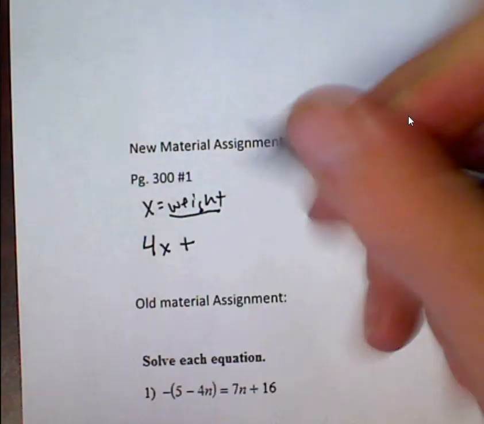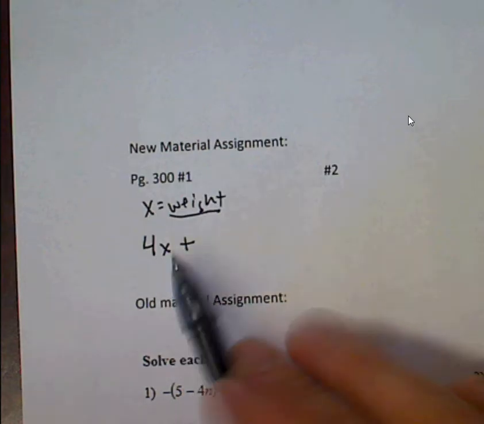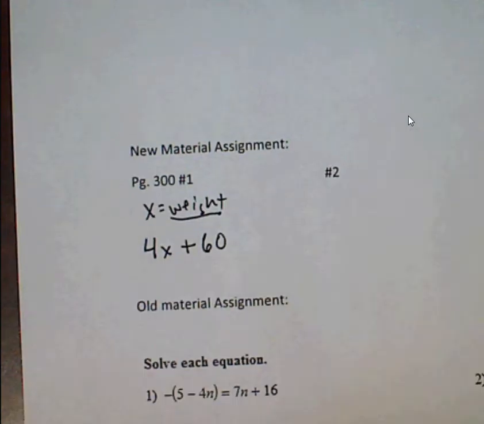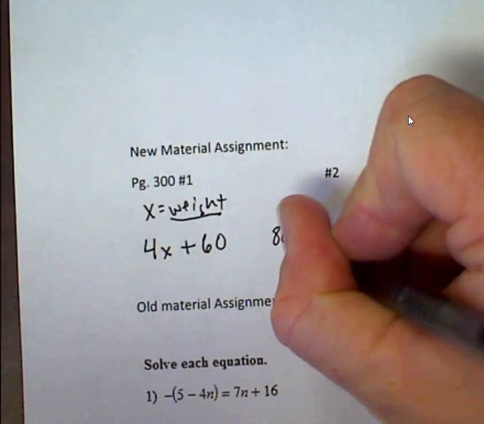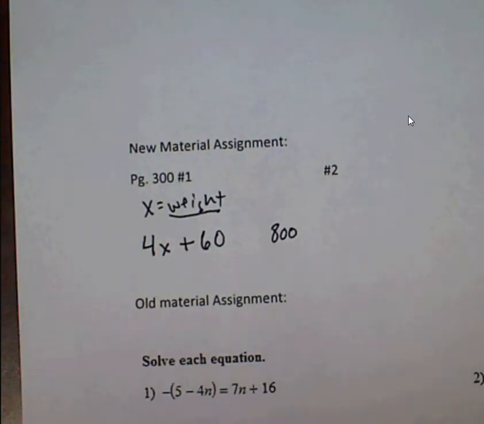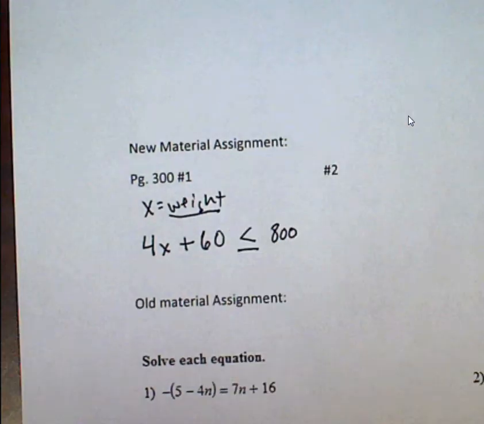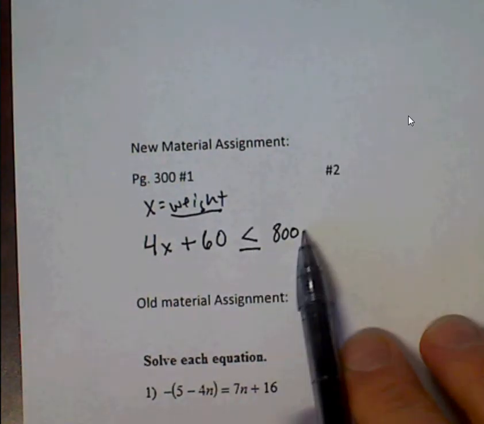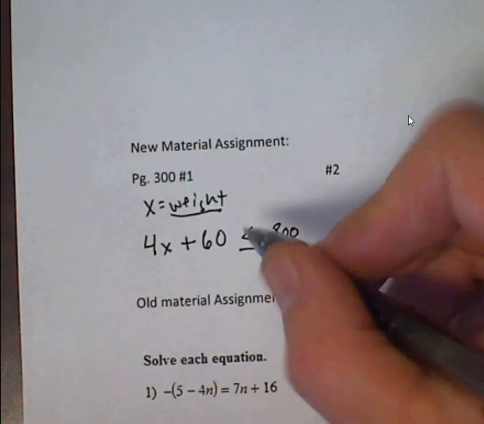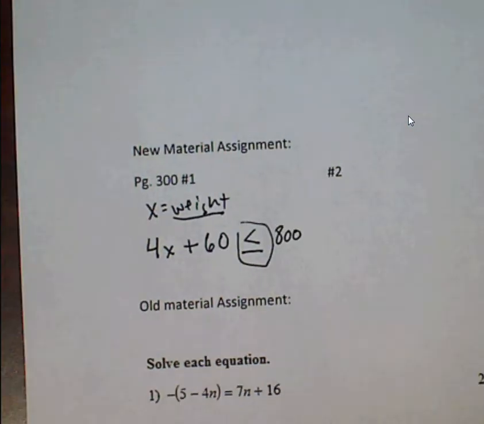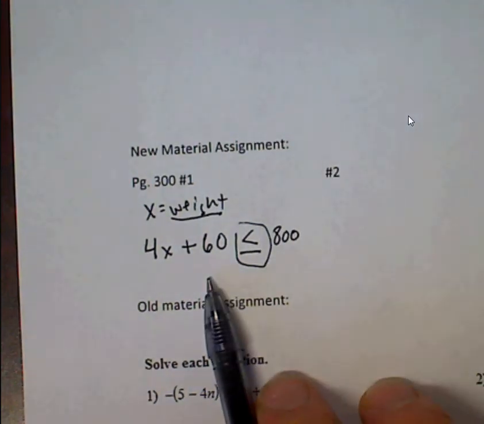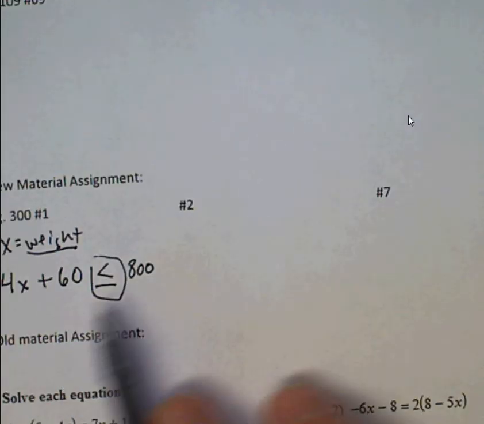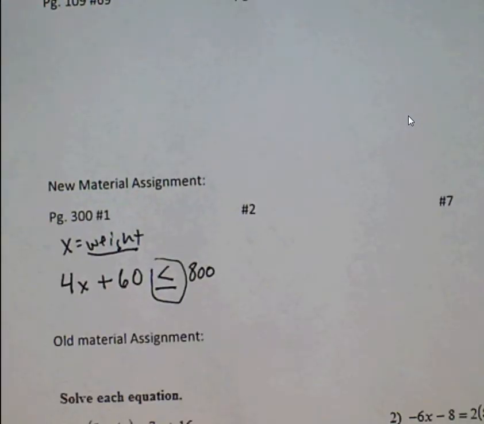Not only do I have to take into account the people and their weight, I have to account for 60 pounds of supplies. And if they're getting into a canoe that has 800 as the capacity, I need less than or equal to 800. I could have 800 or I need below 800. That's how I came up with this sign. I cannot be over 800 because that is the capacity. You may go ahead and solve this. I'm not going to show you because that is back to basics, but that's how you would set up the problem.